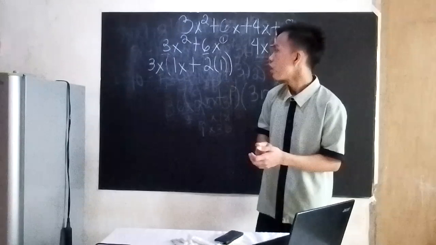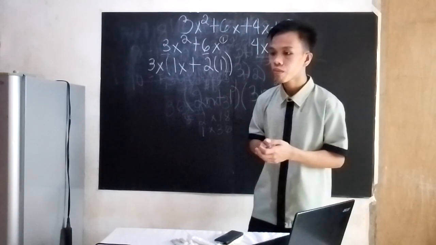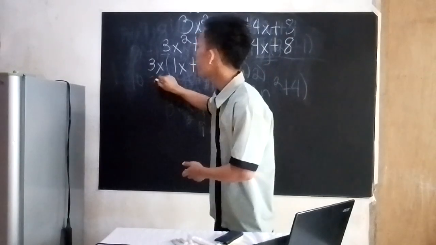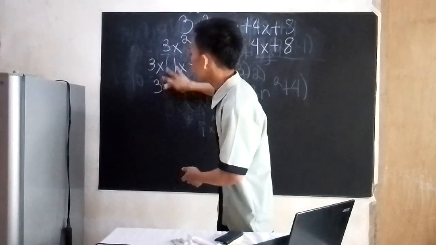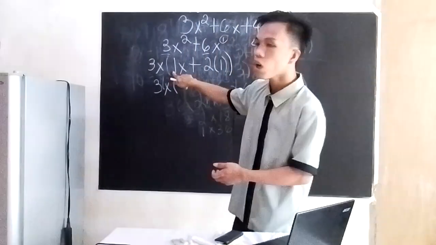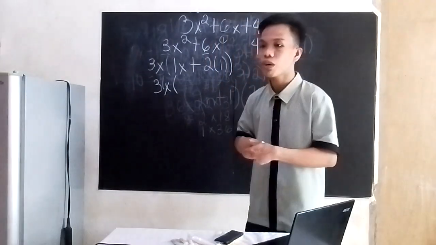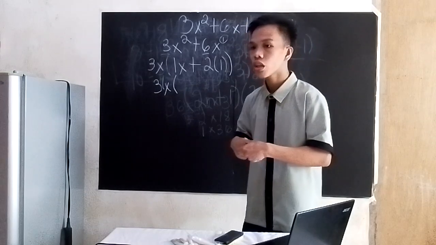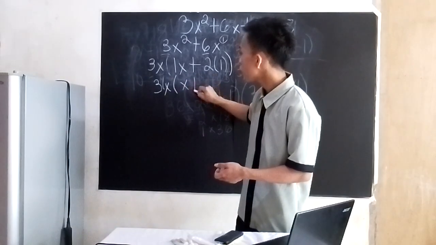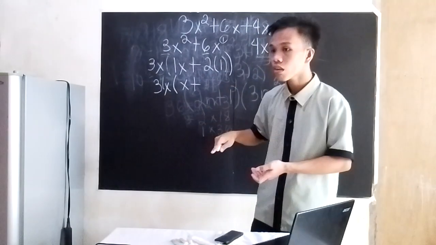Then, is this equation in simplified form? Not yet. So we are going to simplify it. 3x multiplied by, so what is 1 times x? Multiplication identity: any number multiplied by 1, the result is that number. So 1 times x is x. Plus, what is 2 times 1? Multiplication identity again. So 2 times 1 is 2.